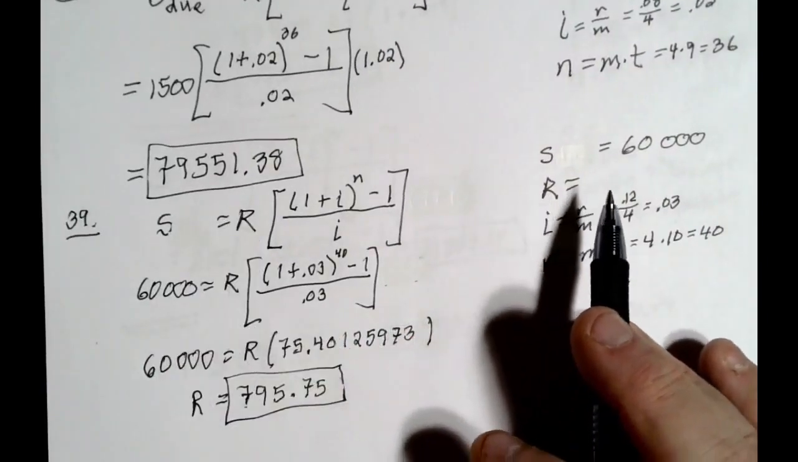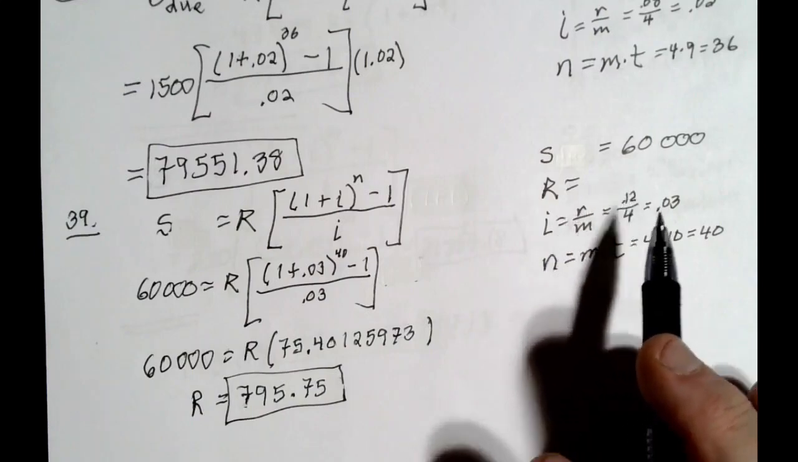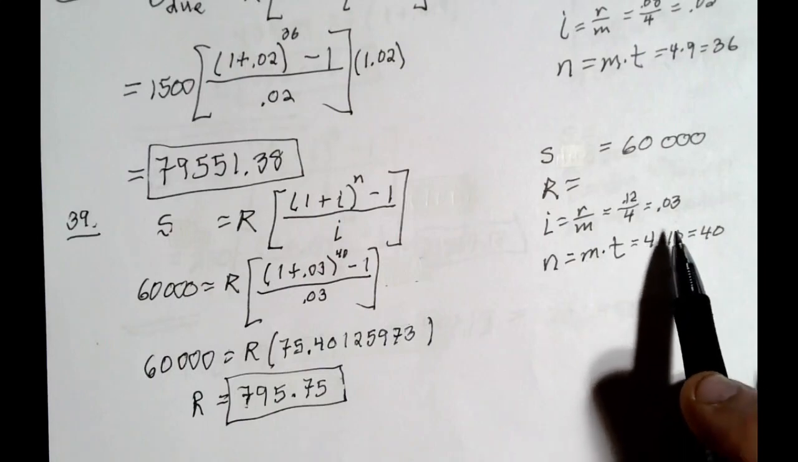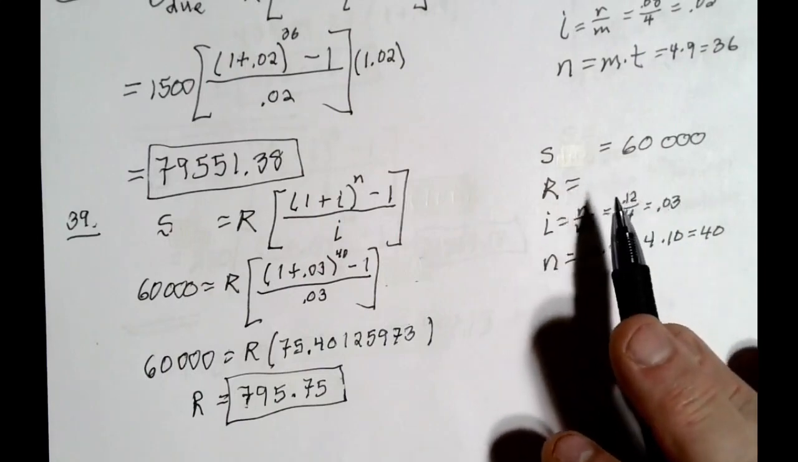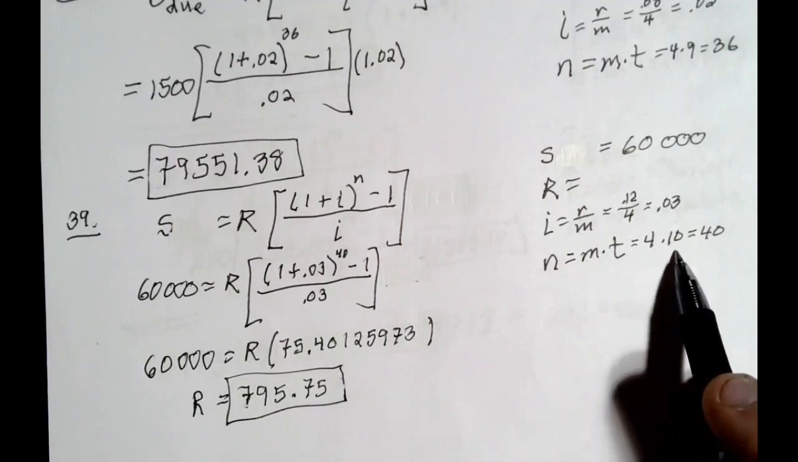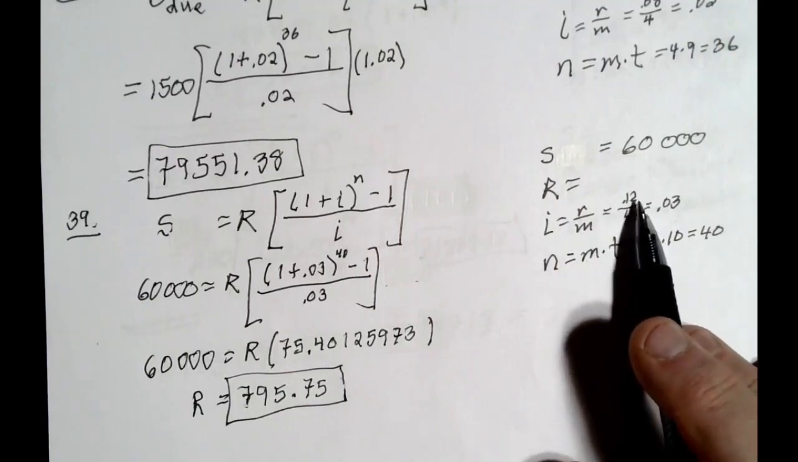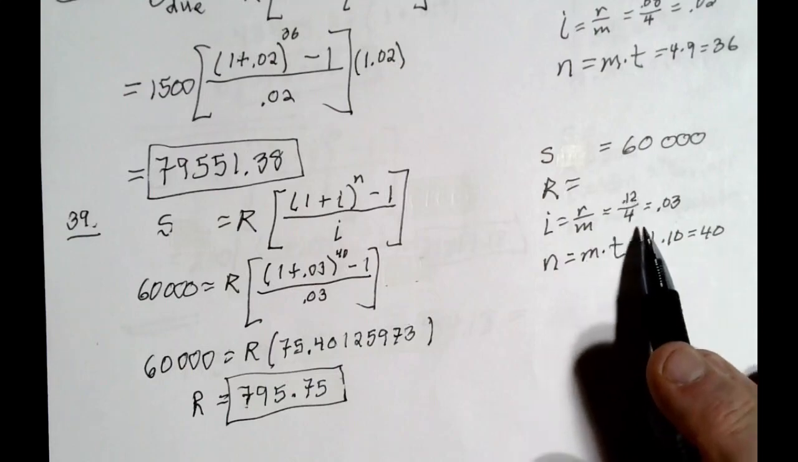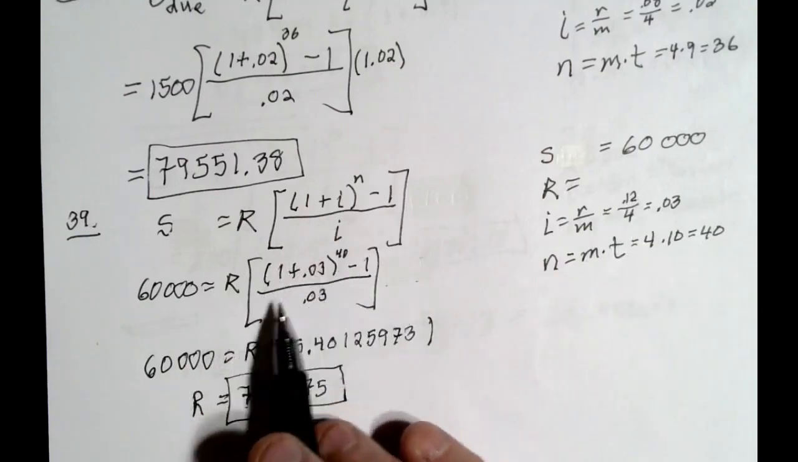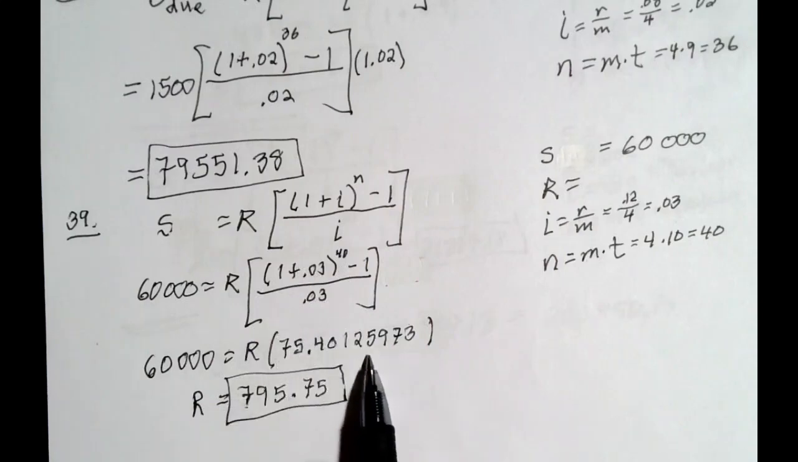39 is a sinking fund established by a working company so that they will have $60,000 in the future. If they make deposits at the end of each month, so you know it's an ordinary annuity. Compounded quarterly for 10 years, so it's 4 times 10. 12% quarterly, so it's 0.12 over 4. Gives you that number. So you got everything you need to know here, and you get 75.4 something. Divide both sides by that, and you get 795.75.